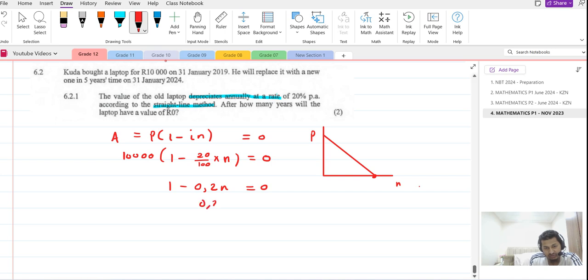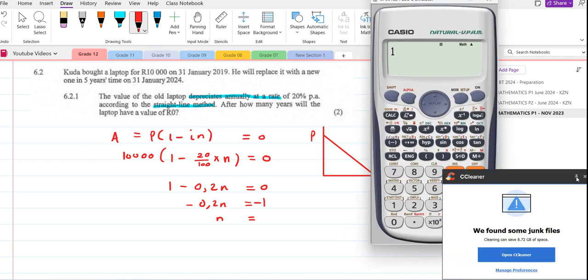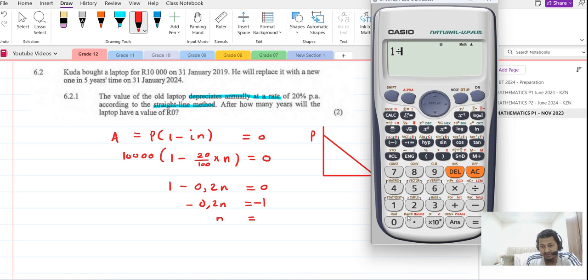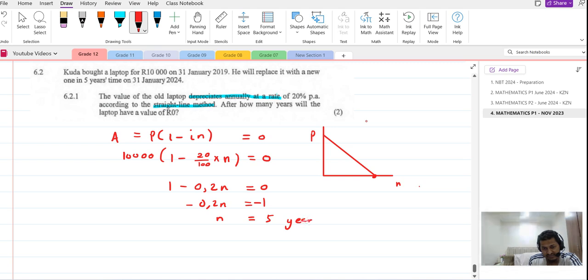So 0,2n is equal to 1, right? Negative, negative. So n is equal to 1 divided by 0,2. You should get an answer of 5 after 5 years. He will replace it with a new one in 5 years time, right? So after 5 years it will have a scrap value of 0. Moving on to the next question.